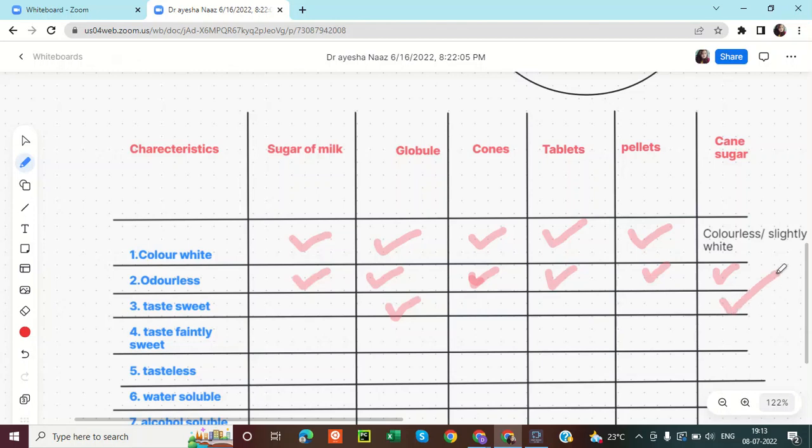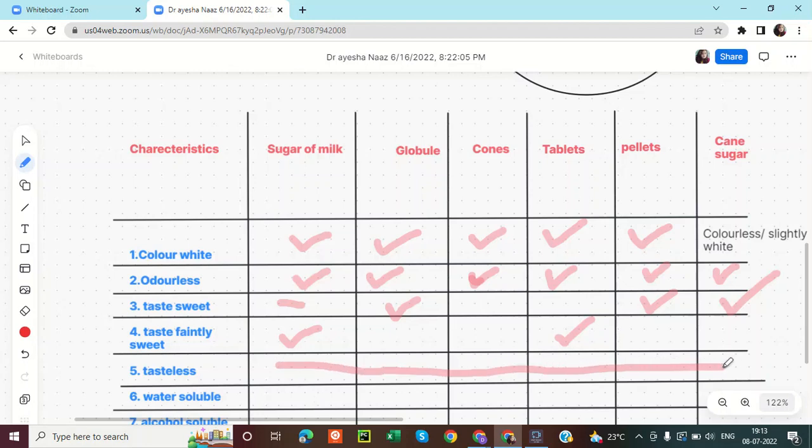As these two are prepared from cane sugar, hence these two are very sweet to taste. Apart from this, pellet is also made from cane sugar. Hence, these three have a sweet taste. Other two don't have it. Now come to faintly sweet. Which one? This sugar of milk and this tablets are faintly sweet. Okay. Now tasteless. None of them are tasteless. All have some kind of taste.